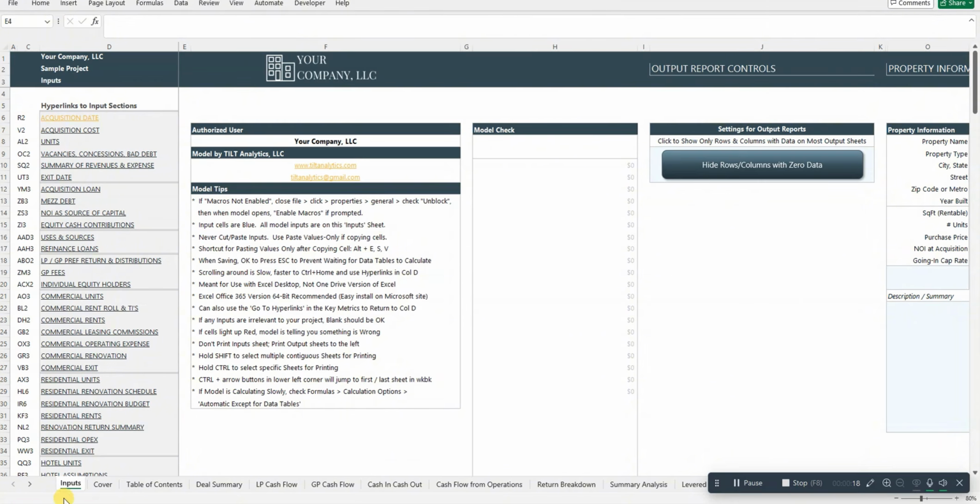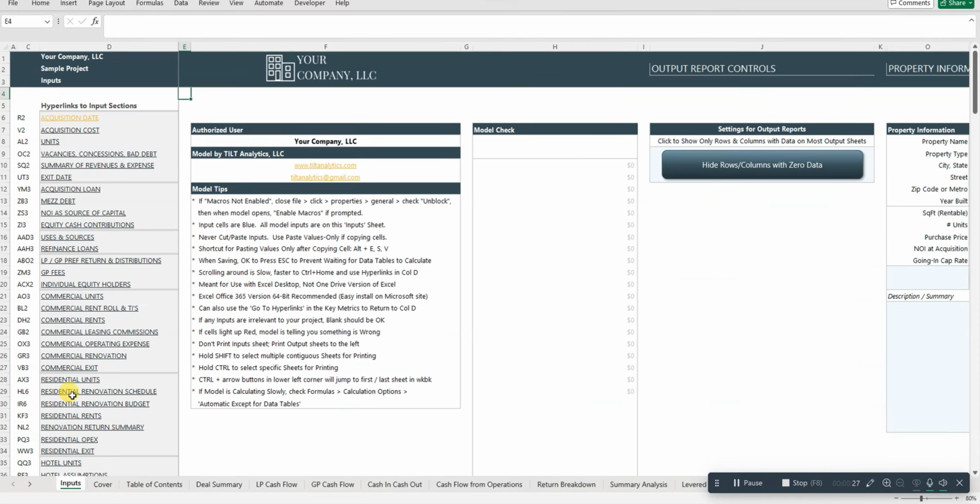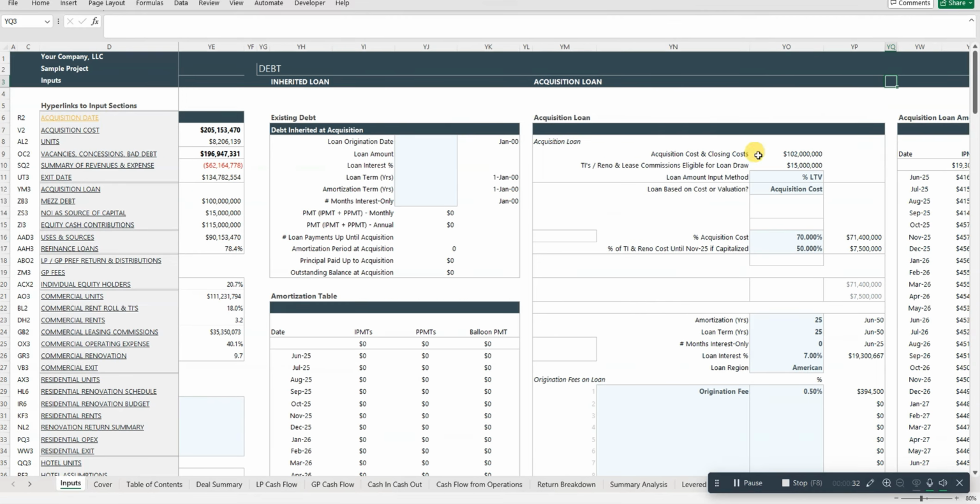All the inputs are on one page, the input sheet. All of the input sections are categorized at the top, and all of the input categories are hyperlinked. And so if I just want to go to the loan, I can hyperlink there and I'm at the acquisition loan.